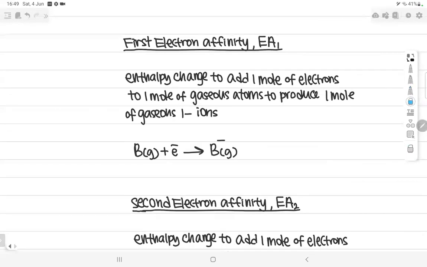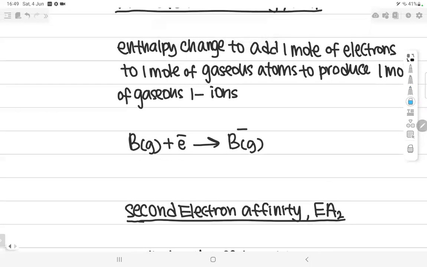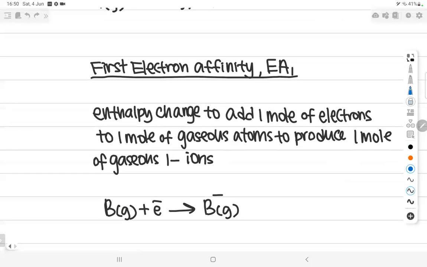So look at the example I give you in the notes here. I use B. So I have a B atom in gas form. The gas atom B receives 1 mole of electron and produces 1 mole of gas ion. This gas ion is -1 in charge. So the energy change that we need to make this happen is called first electron affinity. Okay, guys, can you please let me know in the chat box? Are you able to follow? Do you understand what I taught you so far up to this point?